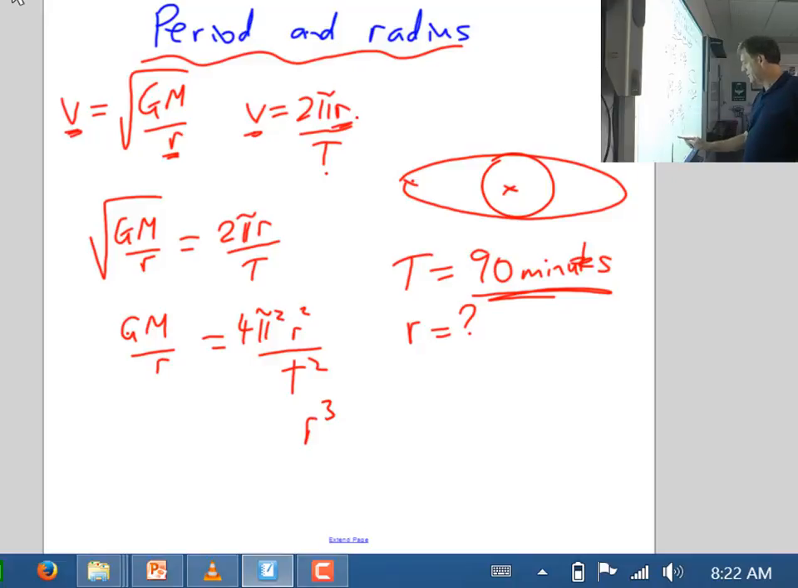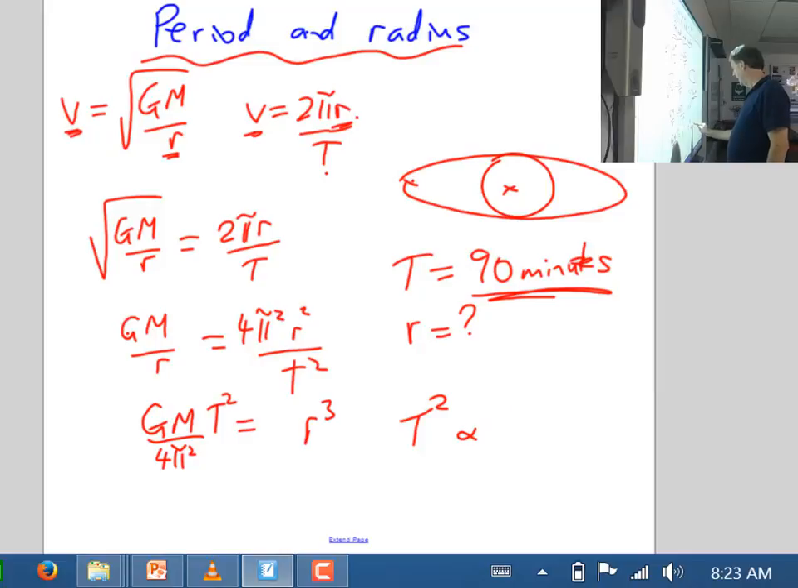The GM is going to stay where it is, but the 4 pi squared will come down to the bottom. And we want to move the t squared up as well, so the t squared will come up here, and you end up with that: r cubed equals GM t squared over 4 pi squared. So you can see there's a proportionality between t squared and r cubed for a fixed planet. So it turns out that that's a relationship there.